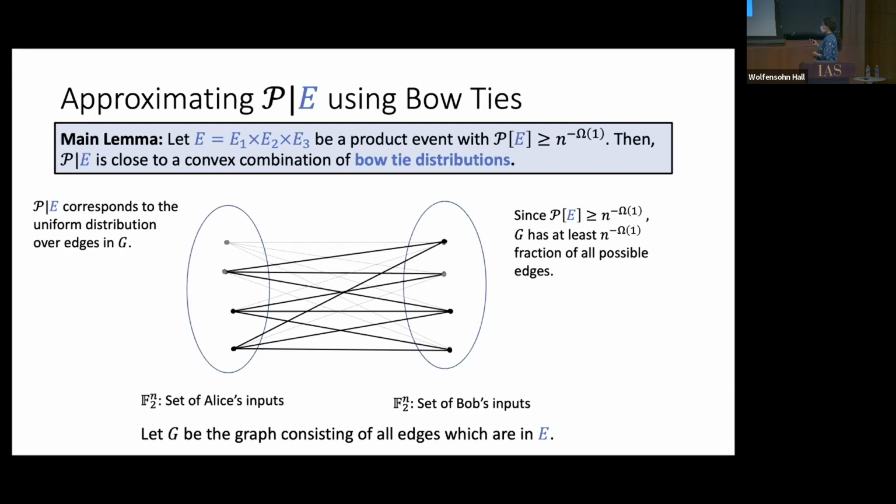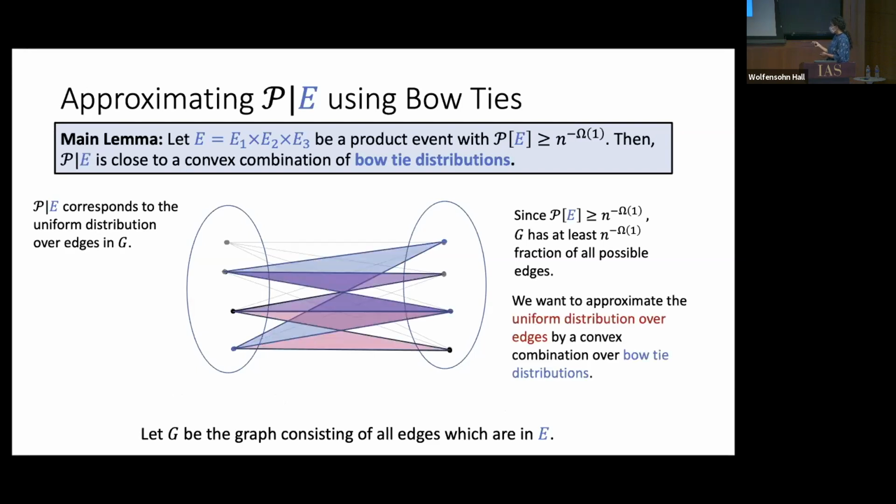And so to rephrase our problem in this graph language, what we want to show is that there is some distribution on bow ties. So here, for example, you have a blue bow tie, a purple bow tie, and a pink bow tie. If you sample a random bow tie from this distribution and a random edge from the bow tie, then what you get is close to the uniform distribution over all possible edges. So this is the kind of statement that we want to show.